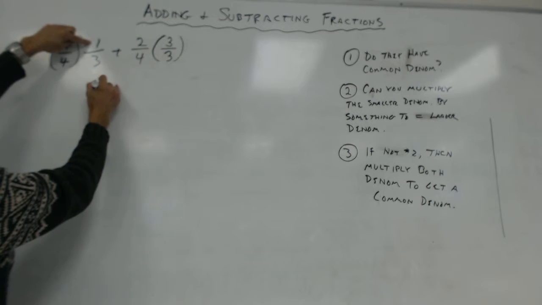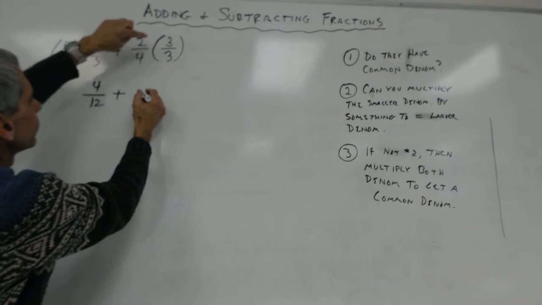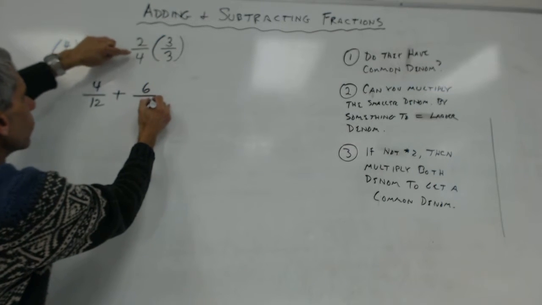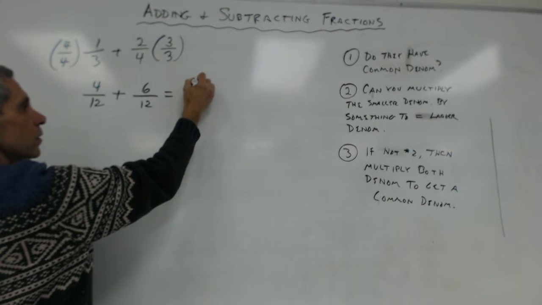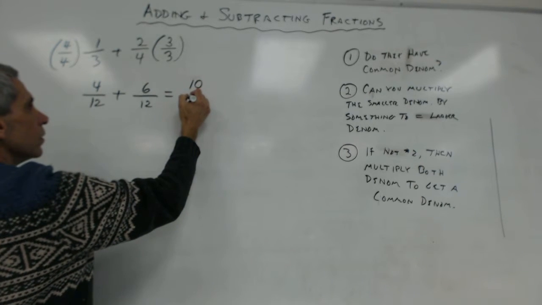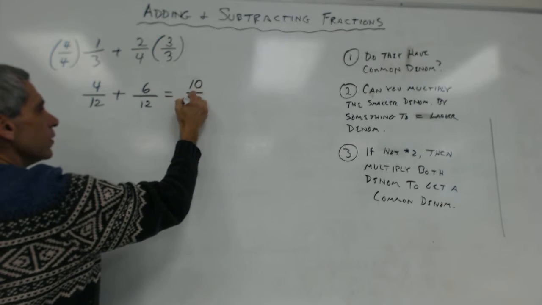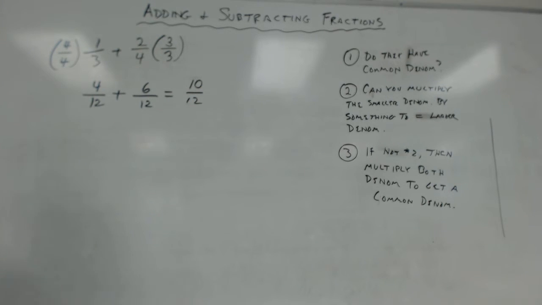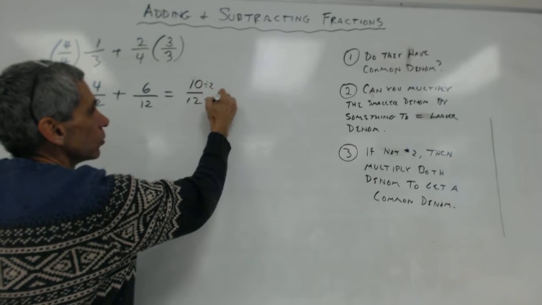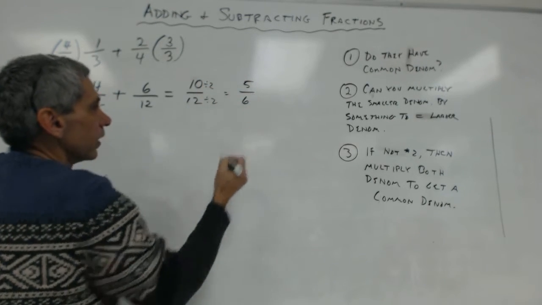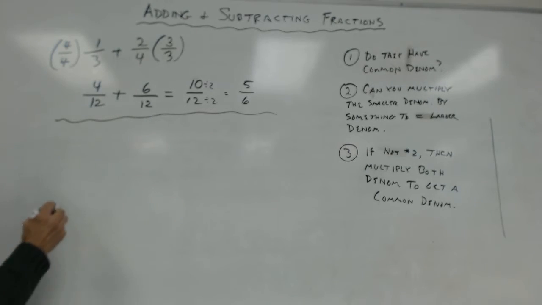4 times 1 is 4. 4 times 3 is 12. Plus 2 times 3 is 6, over 4 times 3 is 12. What's my final answer? 10 twelfths. We've got to do one more example. All right, 5/6, which is divide by 2, divide by 2. It's 5/6, right? Nice. Okay, last one, just to practice.